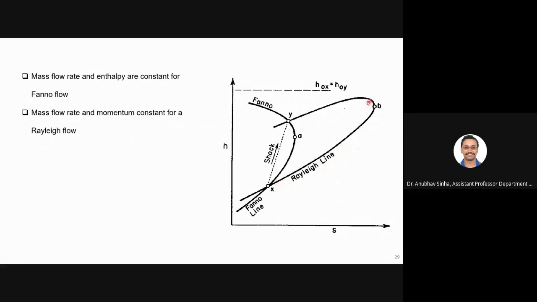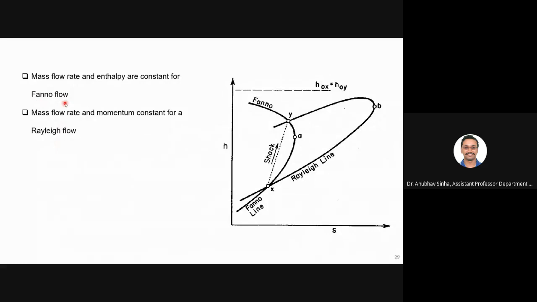When we derived these, for a Fanno flow, mass flow rate will be constant and enthalpy will be constant. This enthalpy actually refers to there being no heat transfer. Similarly, for a Rayleigh flow, mass flow rate will anyway be constant for both of them, and we say that momentum is constant. Momentum can be affected by friction, so for Rayleigh flow we say that there is no friction, and for Fanno flow we say that there is no heat transfer.